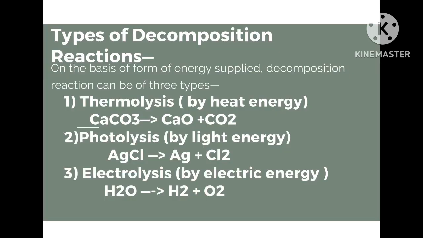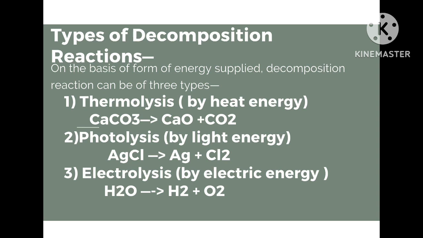So, on the basis of the form of energy supplied, the decomposition reaction can be categorized into three types. First is thermolysis, second is photolysis, and the third one is electrolysis. Thermolysis means the reaction is taking place by supplying heat energy. Here calcium carbonate is being broken down into calcium oxide and carbon dioxide. Second is photolysis, that means the decomposition reaction is taking place by light energy.